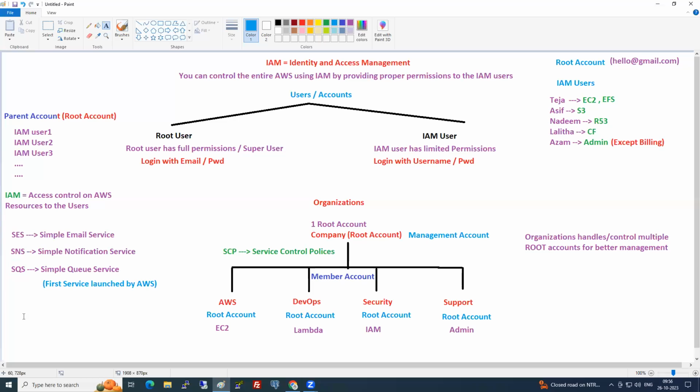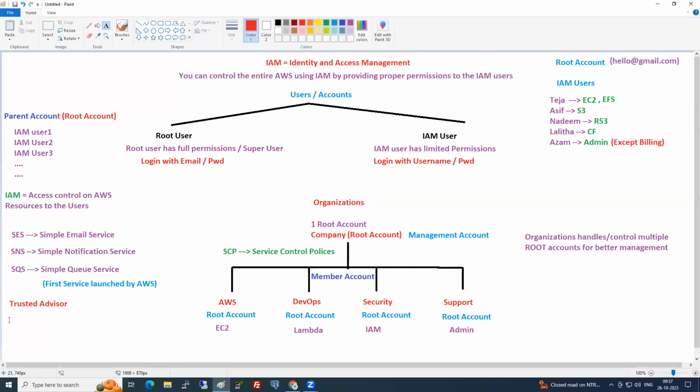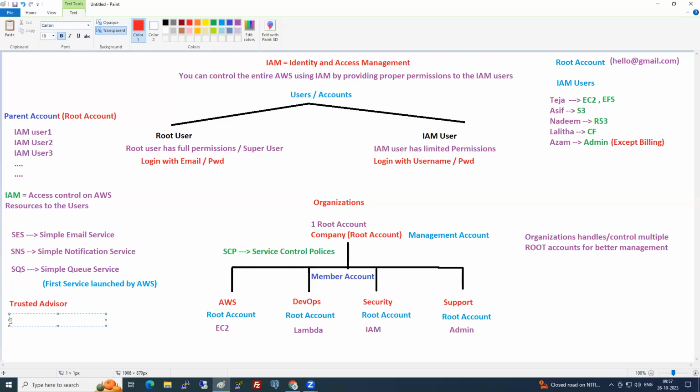Only 4 or 5 checks it gives for free. After that, if you need more advice, you have to pay. You have seen many things like this, no? Generally, many companies give only 5 advisories for free. If you are tempted and want more, they say pay more and I'll give more. So what is the service here? Trusted Advisor. These are all small services, I'm just giving you for your knowledge purpose. What does the advisor do? He advises. Okay, next.